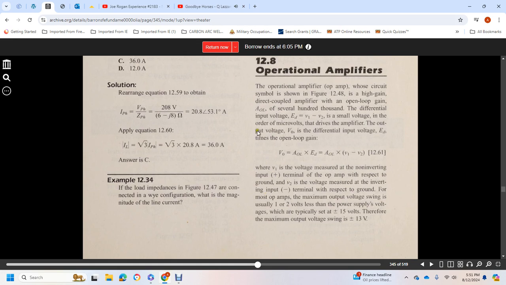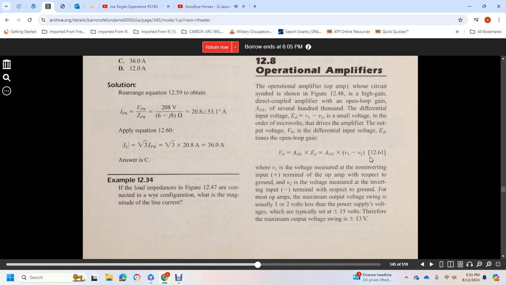The output voltage is equal to the open loop gain times the differential input voltage, which equals the open loop gain times voltage 1 minus voltage 2, where voltage 1 is measured at the non-inverting input, the plus sign terminal of the operational amplifier, with respect to ground. Voltage 2 is the voltage measured at the inverting input terminal with respect to ground.